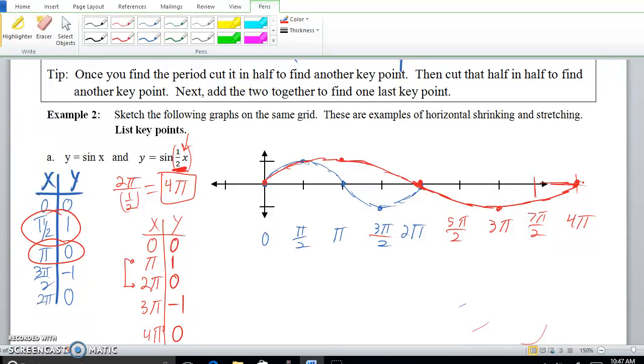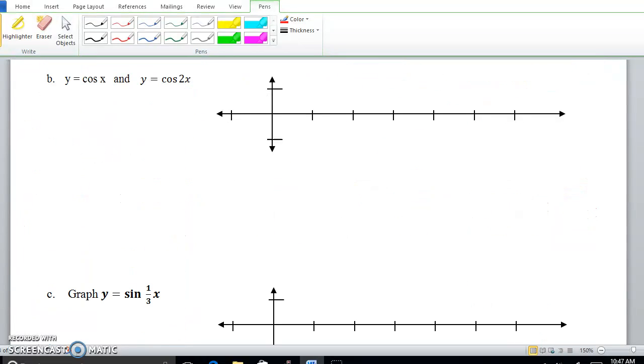All right, so let's see what else we got here. Let's go ahead and try the cosine one. All right, so once again, we can go ahead and list the table values for the parent function. So 0, pi over 2, pi, 3 pi over 2, and 2 pi.